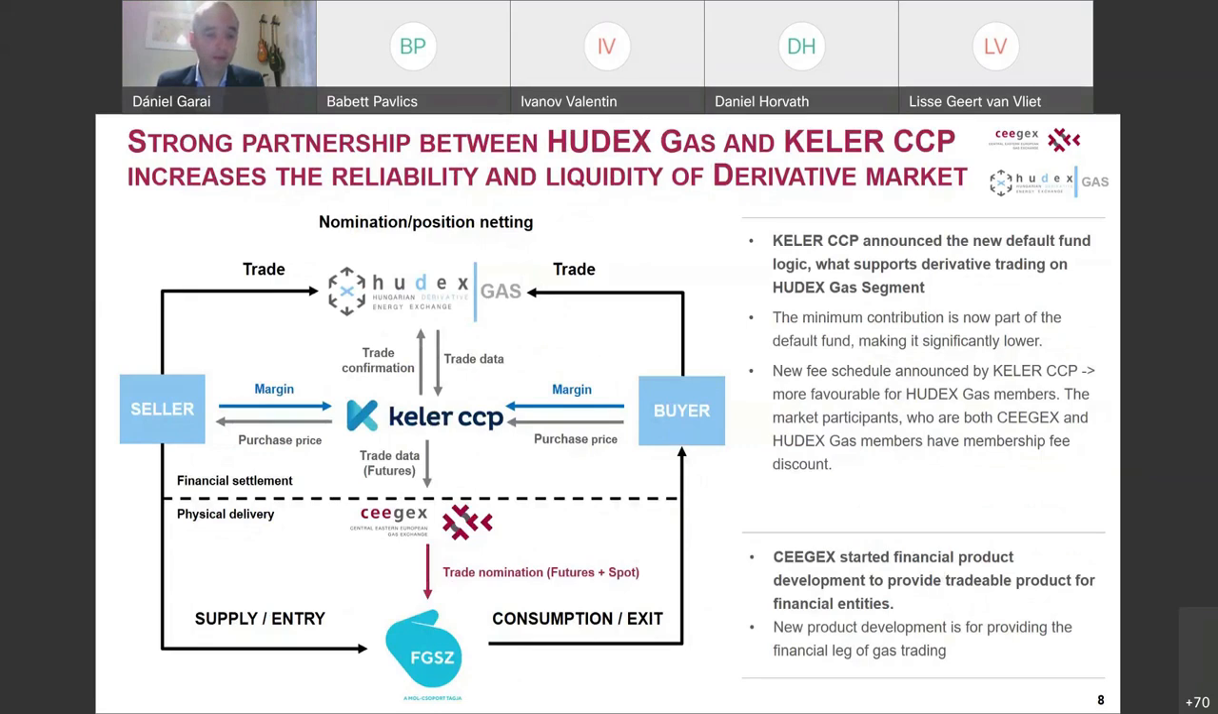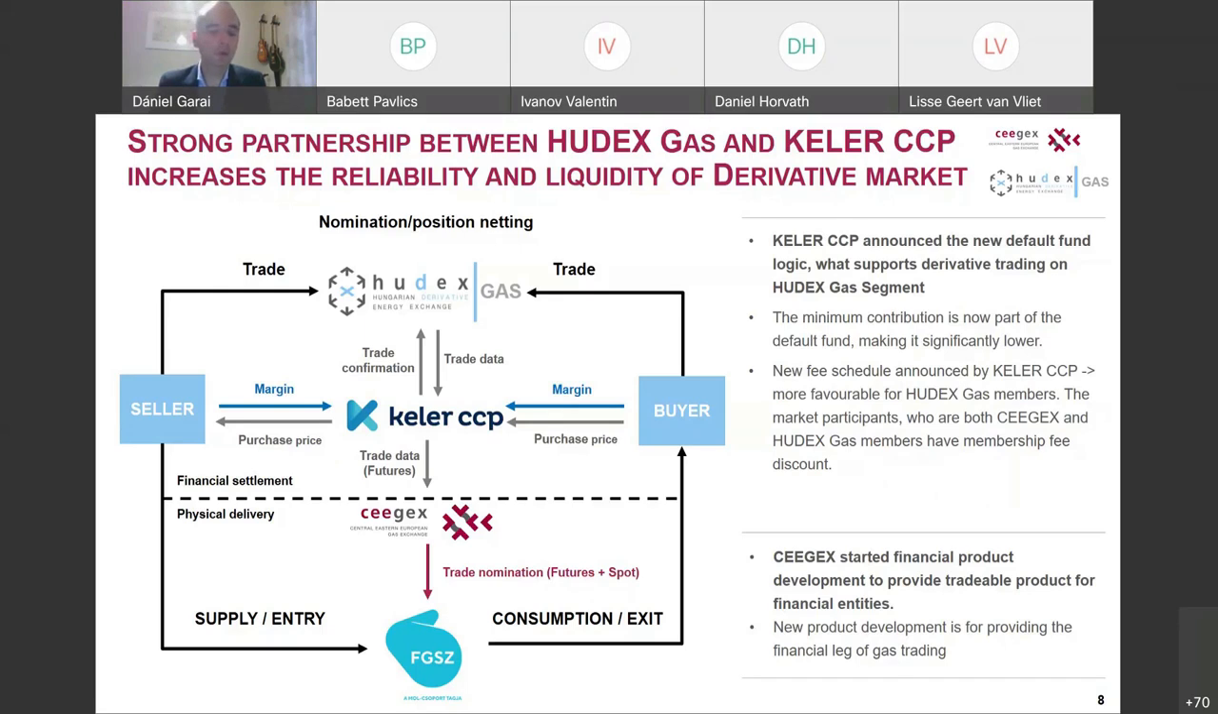although there are very important and, I would say, very positive improvements on this market, especially coming from KELER CCP, and I think you will hear about this in more detail as well. So I won't go very much into details, just on the high level. KELER CCP announced a new default fund logic, and basically it supports very much the derivative trading on the HUDEX gas segment in our view.